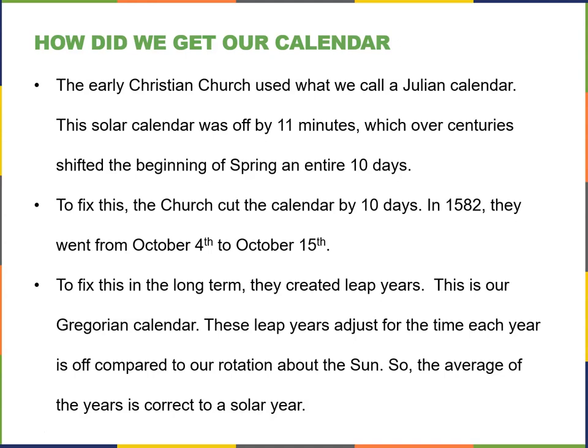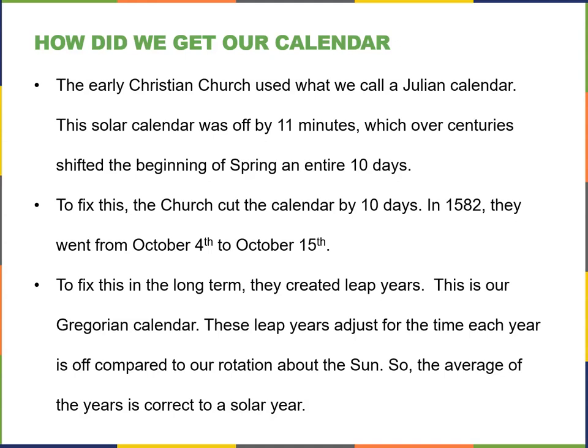So how did we get our calendar? Other ancient cultures used lunar calendars. The Julian calendar used the phases of the moon to define a month and defined a year by approximately a solar year. They implemented what we call leap years to account for the extra quarter of the day missing from each year. However, we just said that a year is 365.2422 days, not 365.25 days.